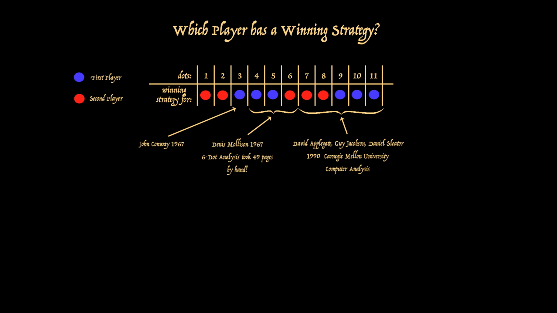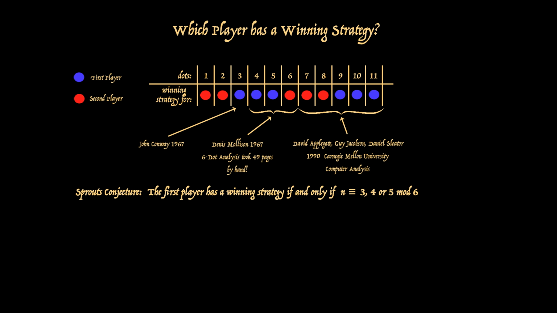This led to what's known as the Sprouts Conjecture, that the first player always has a winning strategy if and only if the number of dots n is congruent to 3, 4 or 5 mod 6. All that means is you take the number of dots, divide it by 6, look at the remainder. And if that remainder is 3, 4 or 5, the first player has a winning strategy. If that remainder is 0, 1 or 2, the second player has a winning strategy. So the conjecture is stating that the pattern 3 blues, 3 reds, 3 blues continues indefinitely.